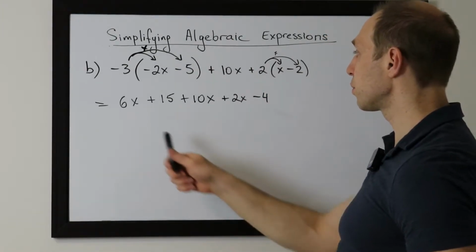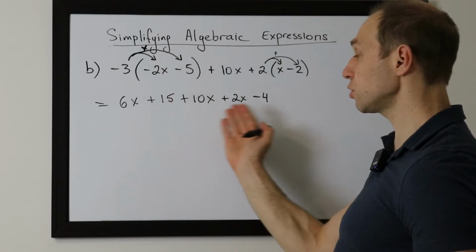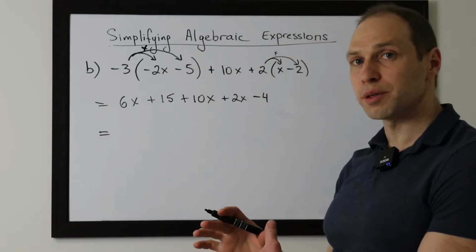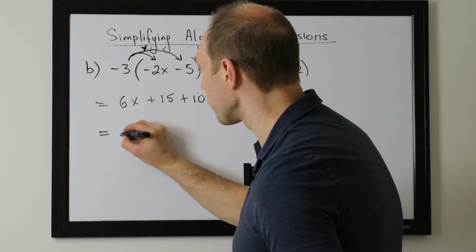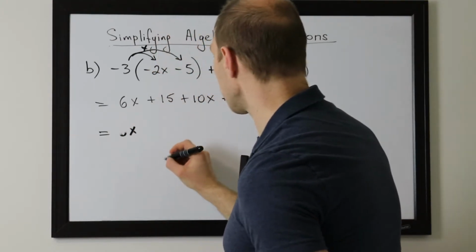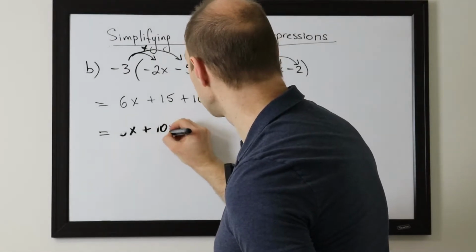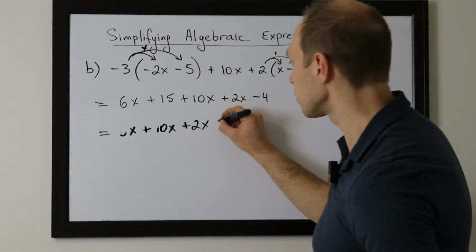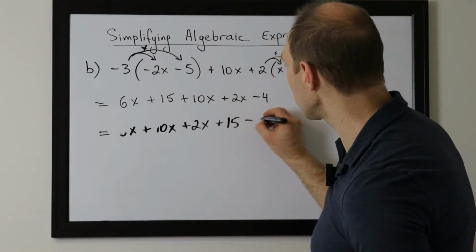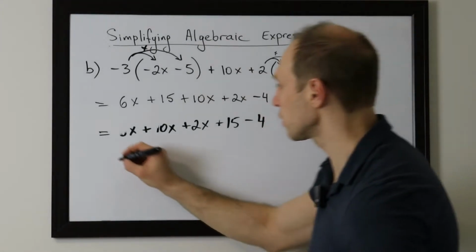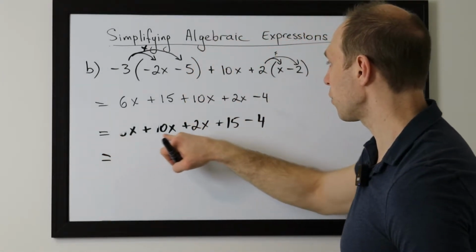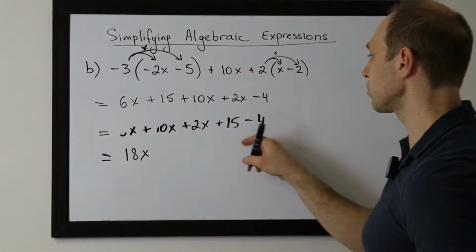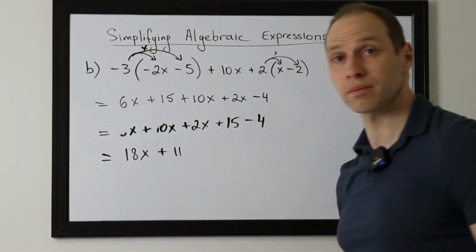On to our final step, we just need to combine like terms. So we have x's and we have our numbers. I like to think of x's as being one entity. That's why we need to combine them into a single group. So 6x plus 10x plus 2x, and then the numbers will follow. So we'll have 15 and minus 4. Okay, so on to our final answer. When we combine all these x's, we're going to get 18x, and then 15 minus 4 gives us 11, and that's our final answer.